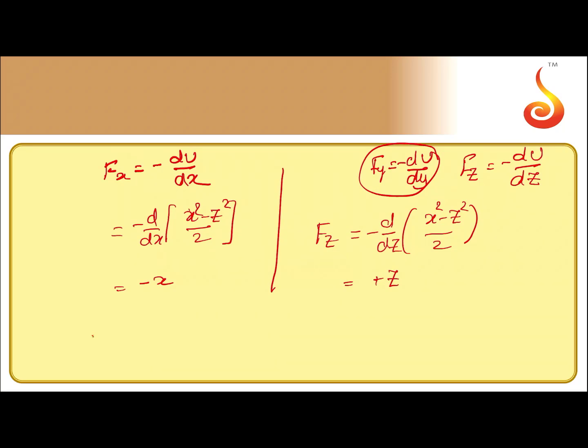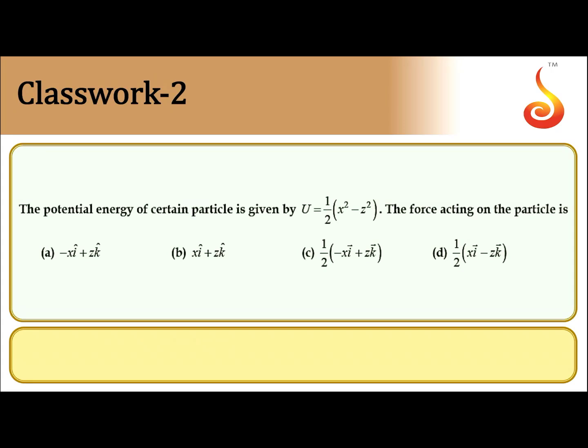Thus, the force acting on the particle is Fx i cap plus Fz k cap, or we can write it as minus x i cap plus z k cap. So this is the force acting on the particle, minus x i cap plus z k cap. So is A our correct option? Yes.